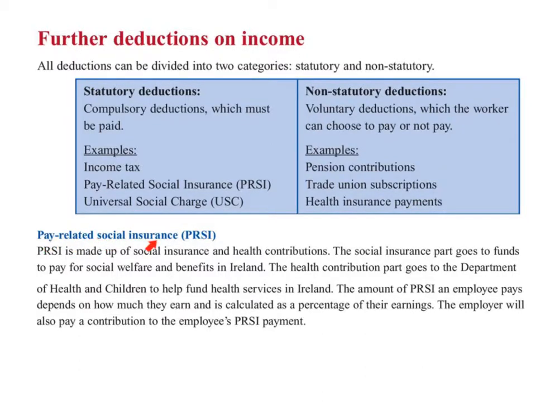Pay-related social insurance, PRSI. PRSI is made up of social insurance and health contributions. The social insurance part goes to funds to pay for social welfare and benefits in Ireland. The health contribution part goes to the Department of Health and Children to help fund health services in Ireland. The amount of PRSI an employee pays depends on how much they earn and is calculated as a percentage of their earnings. The employer will also pay a contribution to the employee's PRSI payment.